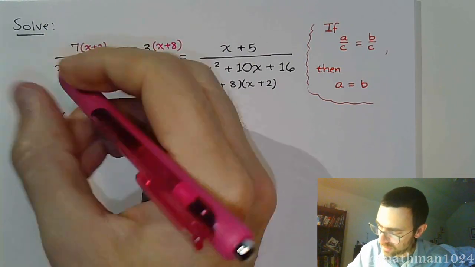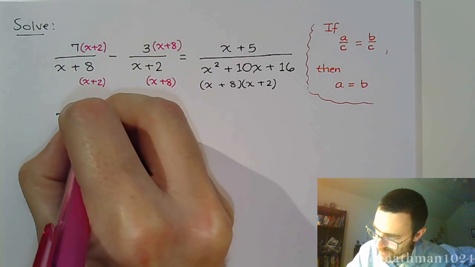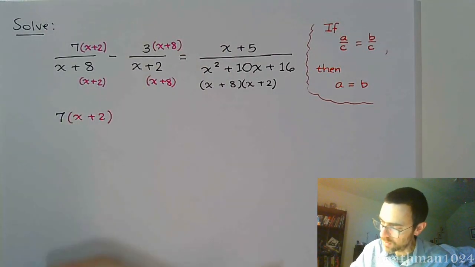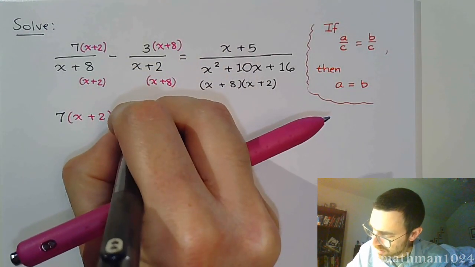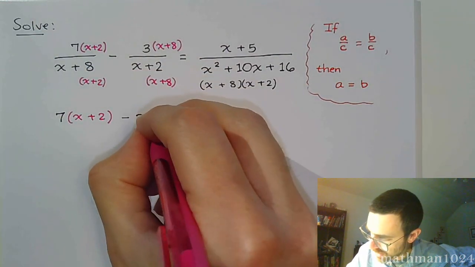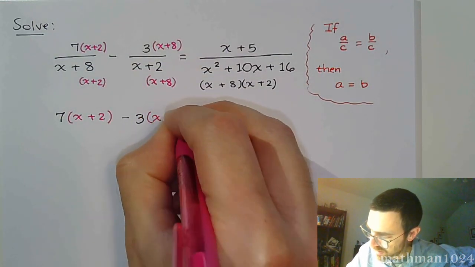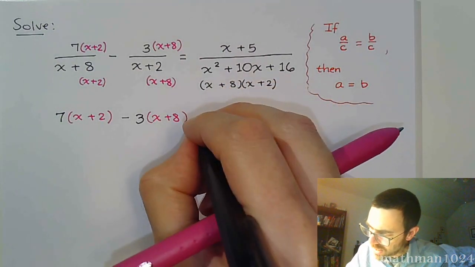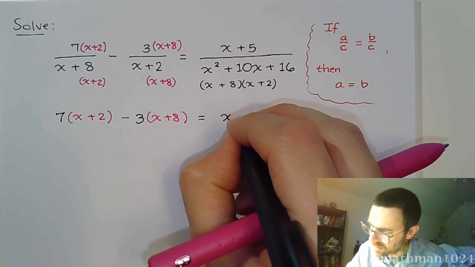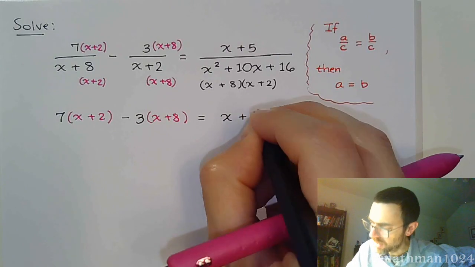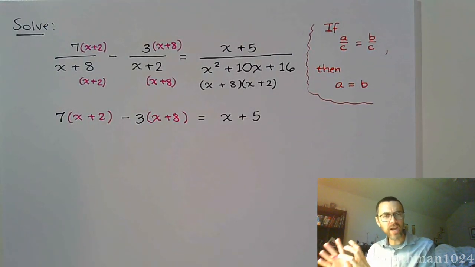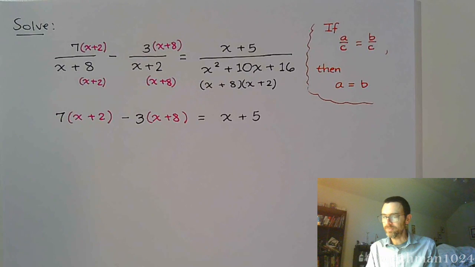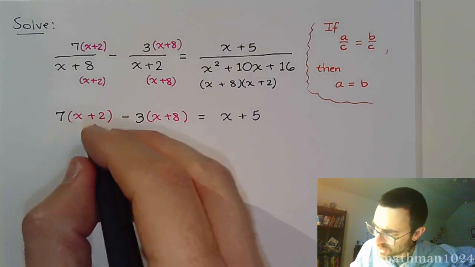So 7 times x plus 2 minus 3 times x plus 8. Now notice on the right side, I didn't do anything with the x plus 5. That guy's still going to be x plus 5 because that fraction over there wasn't missing anything. And now that we don't have any fractions, we just multiply out, see what kind of equation we have, and solve it. So let's distribute.